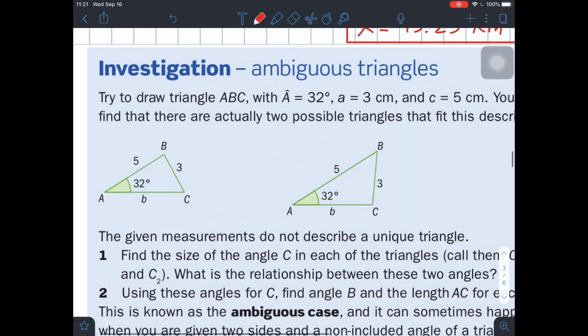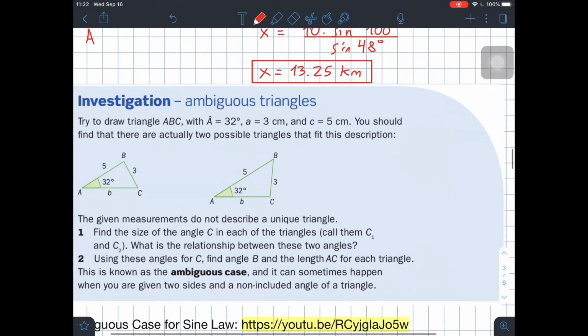But I can also build this triangle, which also fulfills the requirements. We see that we have angle A, we have side A, which is 3, and we also have side C, which is 5. The only difference is that now side A, instead of being like this, is inclined to the other side, right? So we get different values of side B. But both of the triangles are correct, because both fulfill the requirements given by the problem.